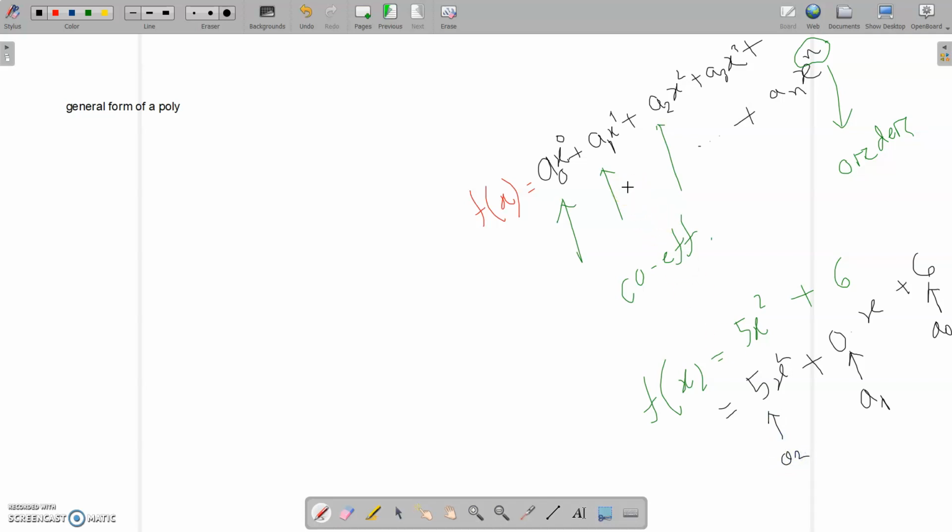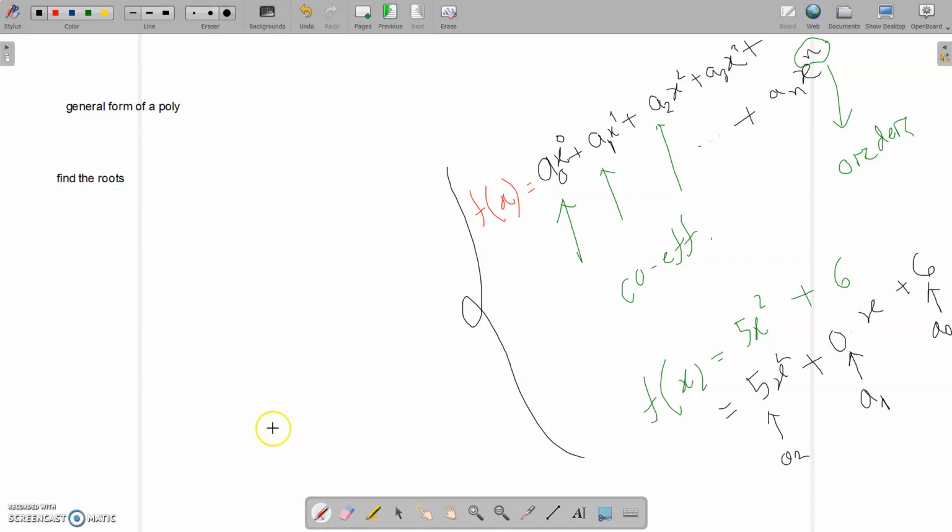Now what we are trying to do is find the roots of this polynomial. That's our task. Find the roots. And for that there are different methods that are introduced.